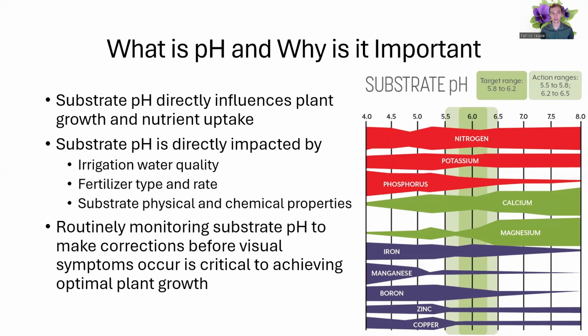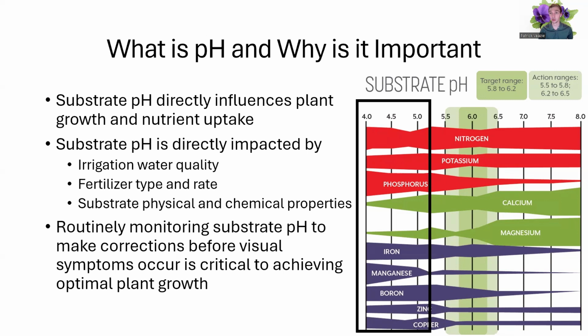Substrate pH will directly influence plant growth and nutrient uptake, such as when the pH gets too low, between a pH of 4 and 5, we can start to see a decrease in calcium and magnesium uptake and availability. Additionally, once it's in this range, the iron, manganese, boron, zinc, and copper are also increasingly available. And we can start to see in some plants iron, manganese, or boron toxicities occurring when that pH drops too low.